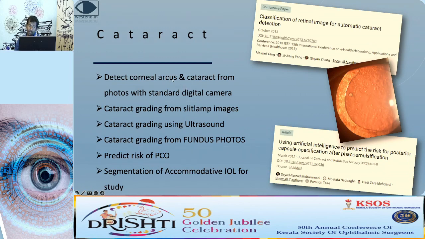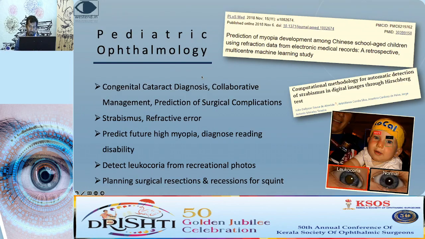Cataract, so detecting cataract and corneal arcus is also another favorite AI project of school children. Retinopathy is by college students, cataract is by school children. Very simple to make all these software. You can make it yourself also for free. But you can grade cataract from not only slit lamp images, also from ultrasound, also from fundus photographs. Fundus photographs for grading cataract. Okay. So it can also predict the risk of PCO, and also you can segment the IOLs for studies.